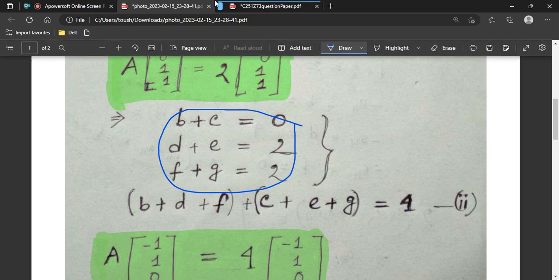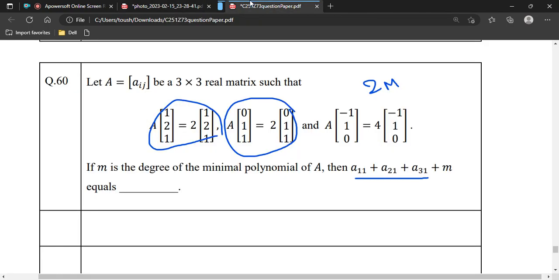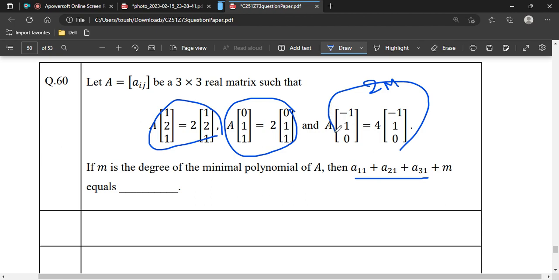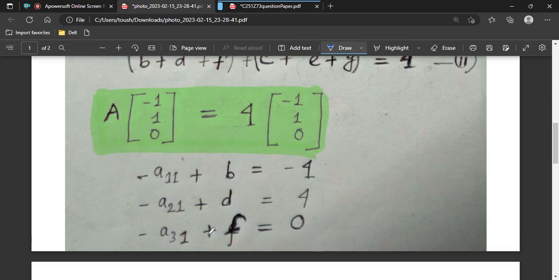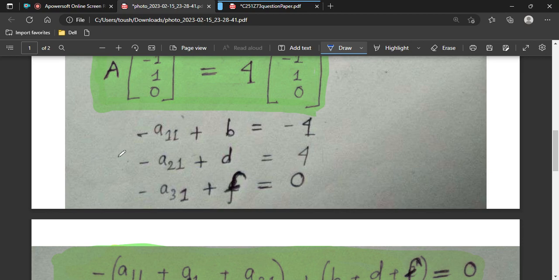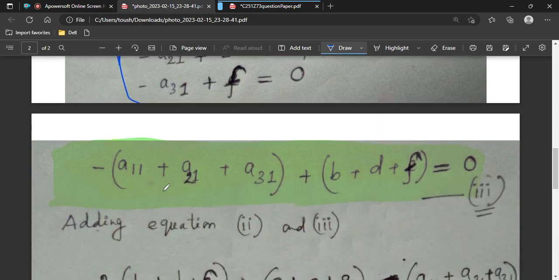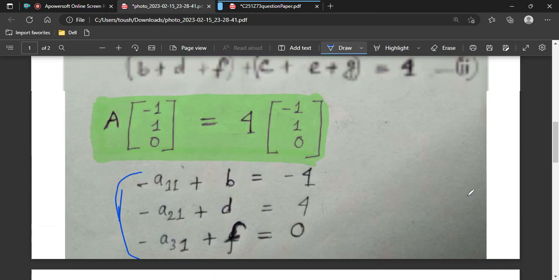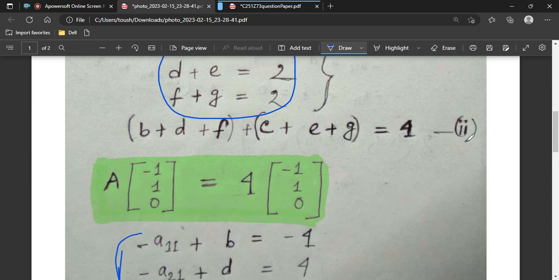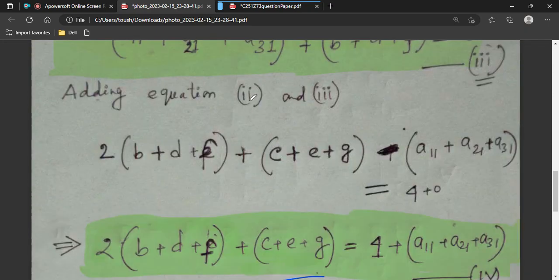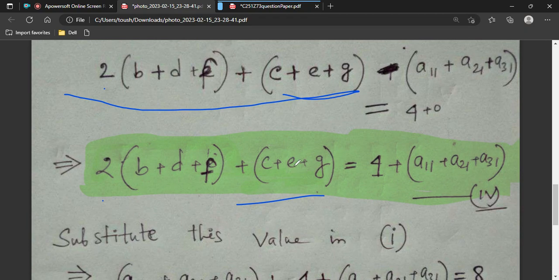Now we will use this third equation. If we use this, we will again get three equations, and we will add them. If we add this, we will get equation number 3. So now what do we have to do? We have to add equation number 2 and 3. If we add equation number 2 and 3, we will get the value of 2 into (b plus d plus f plus c plus e plus g), and that we need. The value of this will be 4 plus a11 plus a21 plus a31.